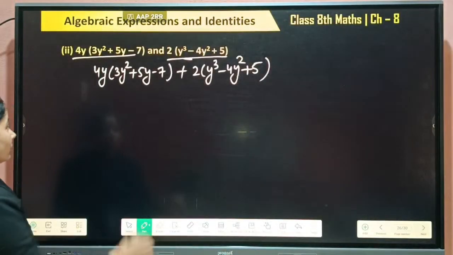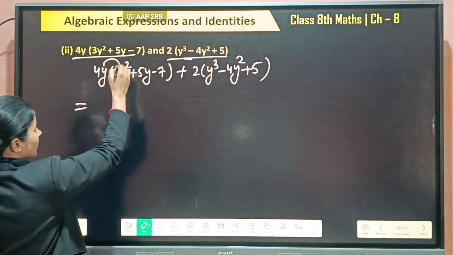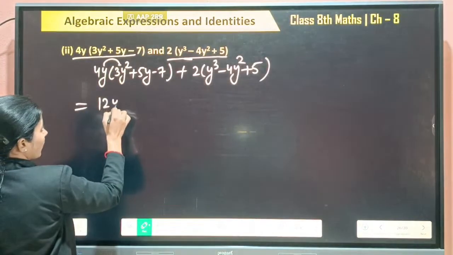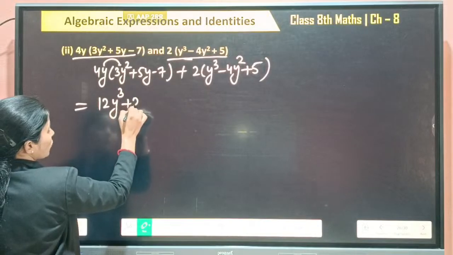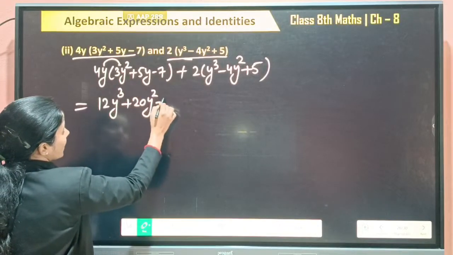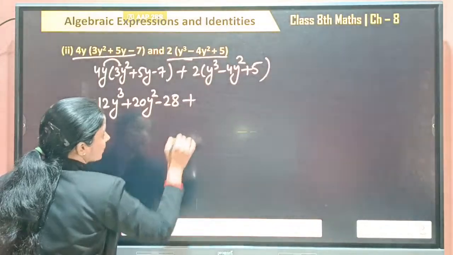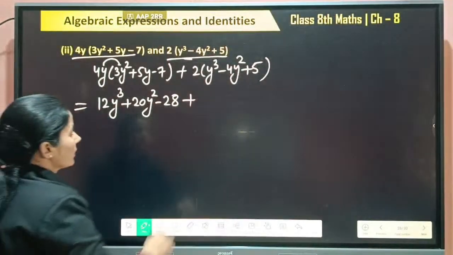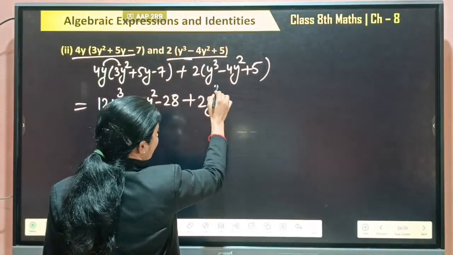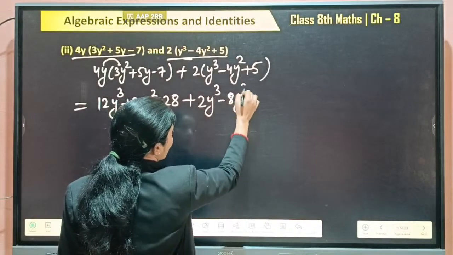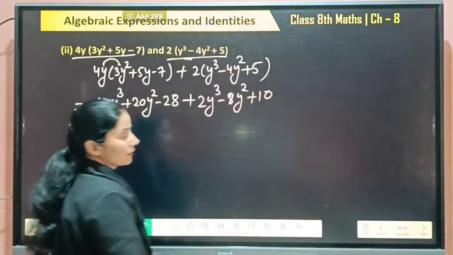Now multiply this 4y with 3y square. It will be 12y raised to power 3 plus 20y raised to power 2 minus 28, plus next will be 2y cube minus 8y square plus 10.